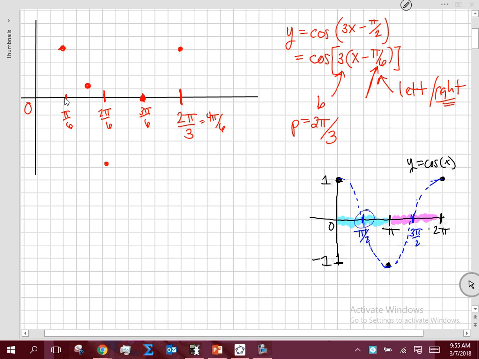This point here needs to go there. This point needs to go there. This one to there. And this one here will go out to 5 pi over 6. And now you can connect, and you have 1 period of that function. Does that make sense? And you could actually continue that way. That thing right there is going to mimic that portion of the curve there, right?